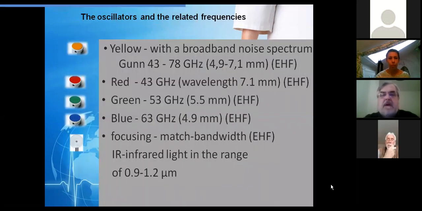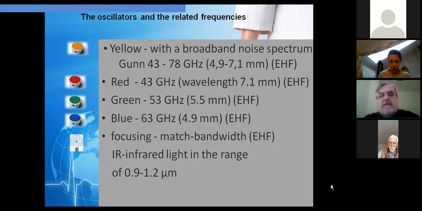The fixed frequencies are 43 gigahertz, or 7.1 millimeter wavelength. This red one is widely used to influence the blood system. The green one, 53 gigahertz, is activating the immune system and the recovery possibilities of different tissues in the human body. And the blue one, 63 gigahertz, is mostly influencing the immune system.